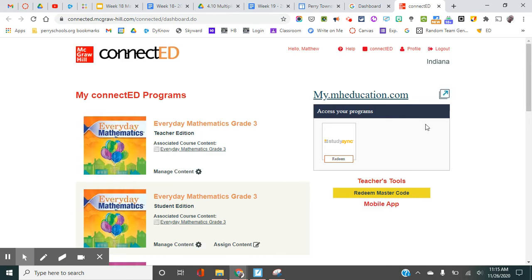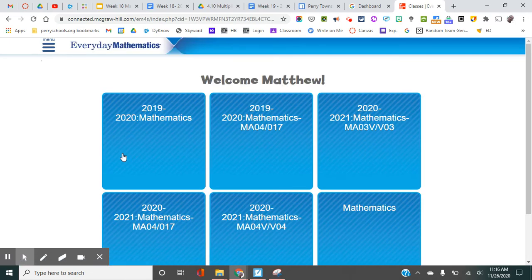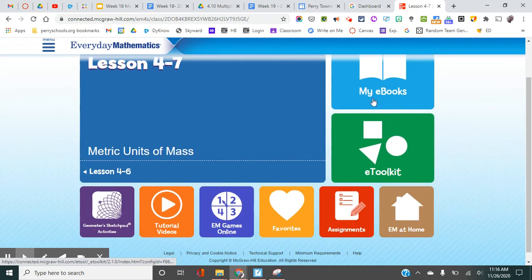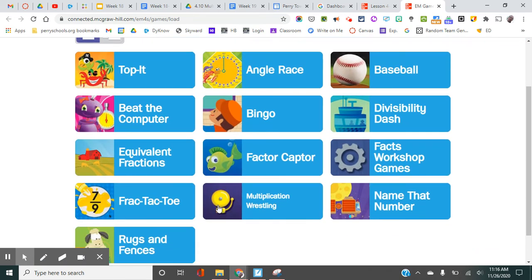Eventually, you get to pick your book. I need to go down to 4th grade, but you should probably only have one book there. And then you want to pick the V class for virtual. If you have more than one choice, you might just have one choice. And our games, right? There's our toolkit. There's our books. Our games are right here. EM Games Online. And Multiplication Wrestling. Love the bell there, right? So we start that here. It's the same game.